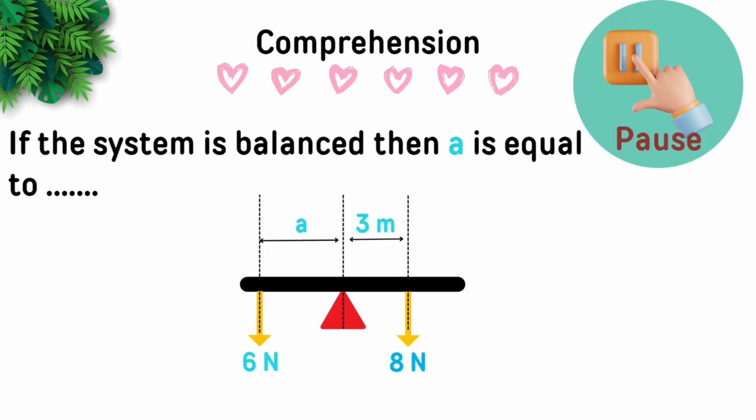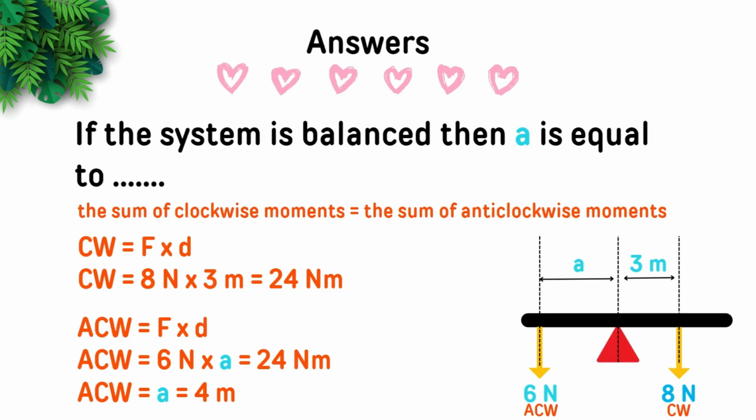Comprehension. If the system is balanced, then A is equal to, you may pause this video to answer the question. The sum of clockwise moments is equal to the sum of anti-clockwise moments. If the clockwise moments is equal to force times distance, then we have here 8 newtons times 3 meters to give us 24 Newton meters. Therefore, the anti-clockwise moments are supposed to be equal to 24 Newton meters.